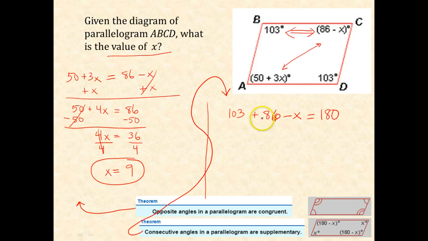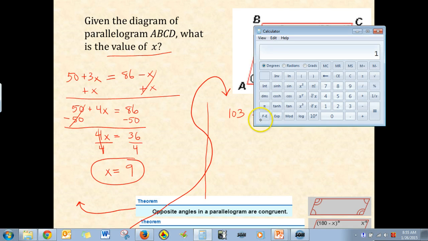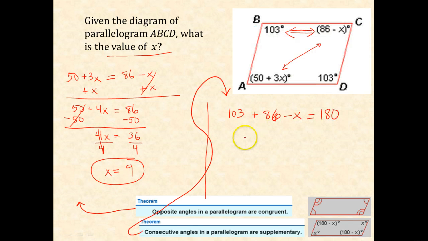Well, 103 plus 86 is 189. So 189 minus x equals 180. And can you see that x has to be 9? 189 minus 9 equals 180. So x has to be 9. Kind of cool that we get the same answer using either one of these theorems.